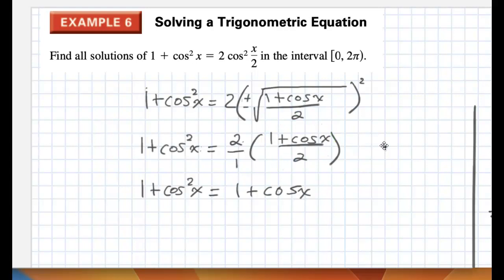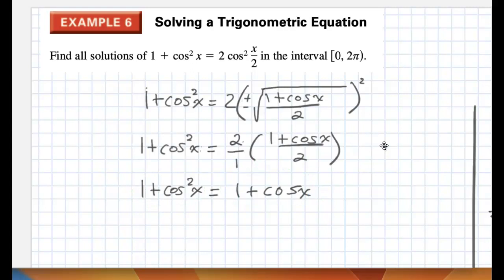Because I kind of hinted at it, if you have the square root of something and you square it, well then you've just got the thing that was under the radical. Most of you are probably pretty good at getting to there. And then the 2's would cancel, right? Because you've got a top and bottom scenario. So you just have 1 plus cos squared x equals 1 plus cosine x. I mean, that has really simplified.